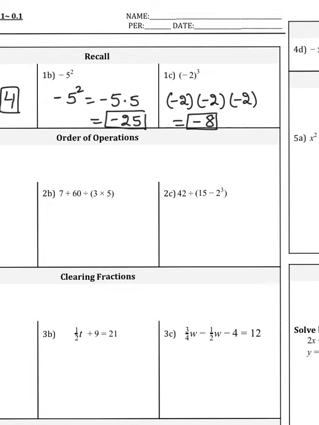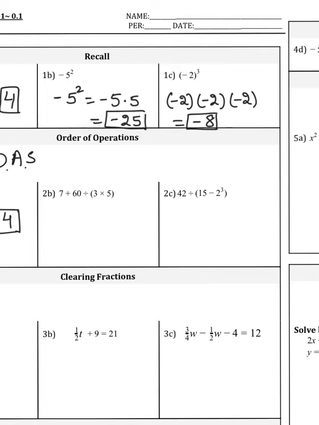The next one is order of operations. So we are going to use PEMDAS. Parentheses, exponent, multiplication, division, whatever comes first from left to right. And then what you're going to do is first multiply. So 4 times 2 is 8. 12 minus 8 is 4. So 4 is your answer.